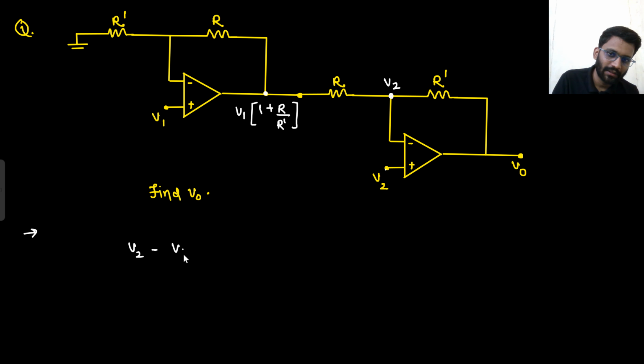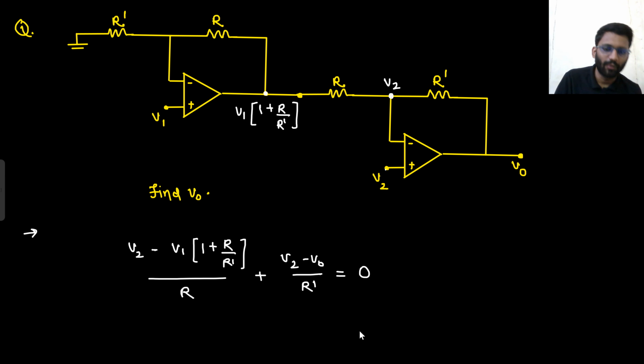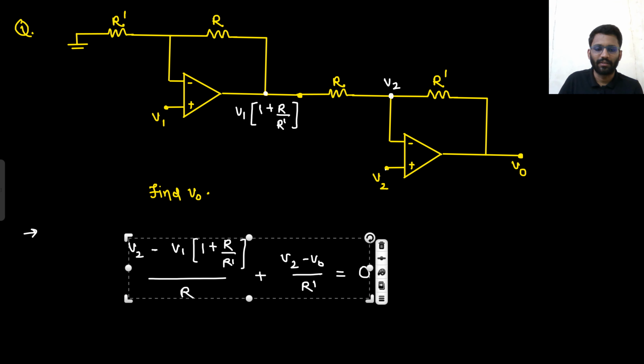V2 minus V1 into 1 plus R by R dash divided by R, plus V2 minus V0 by R dash. I guess it will make our calculation complex only, right? How will I solve it now? Certainly I can solve, but it is getting complex. Better I should solve it with the concept of superposition, so I will solve it with superposition only in the next page.